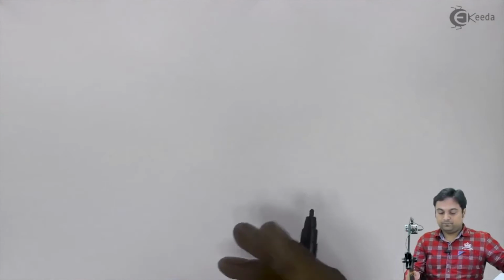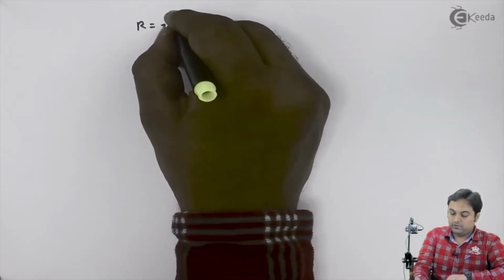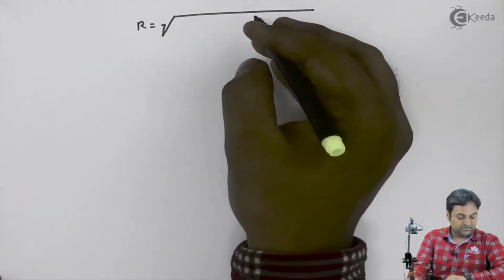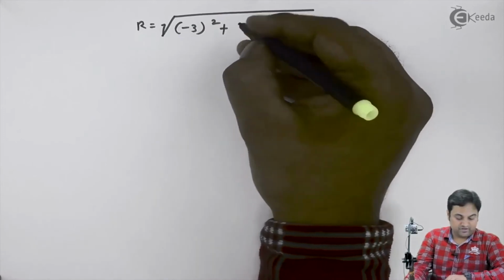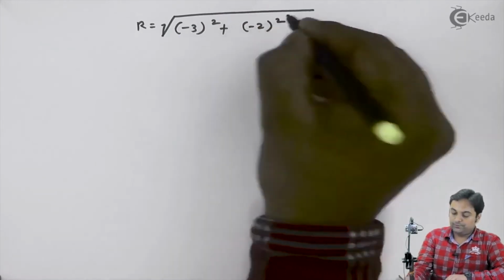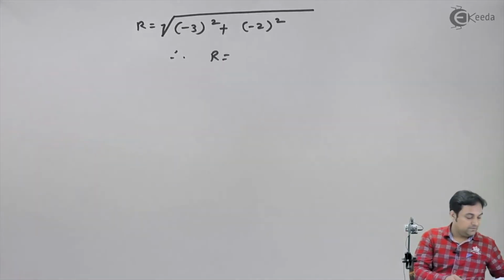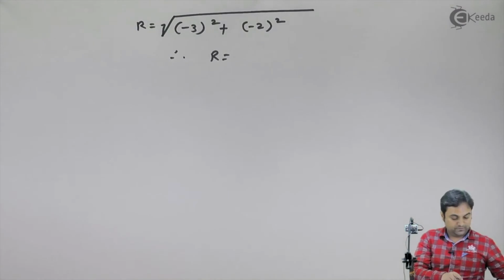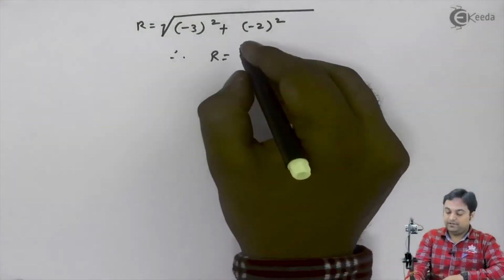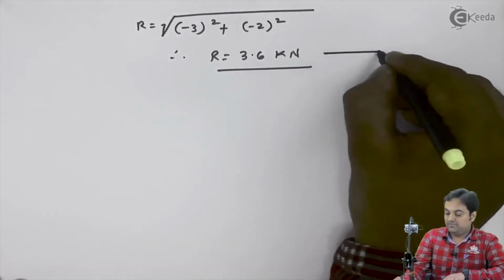Hence, capital R is equal to square root of summation Fx, which is 3, squared, plus summation Fy, which is 2, squared. So therefore, I will get my resultant answer, that comes out to be 3.6 kilonewton. The resultant which I am getting is 3.6 kilonewton. My first answer.